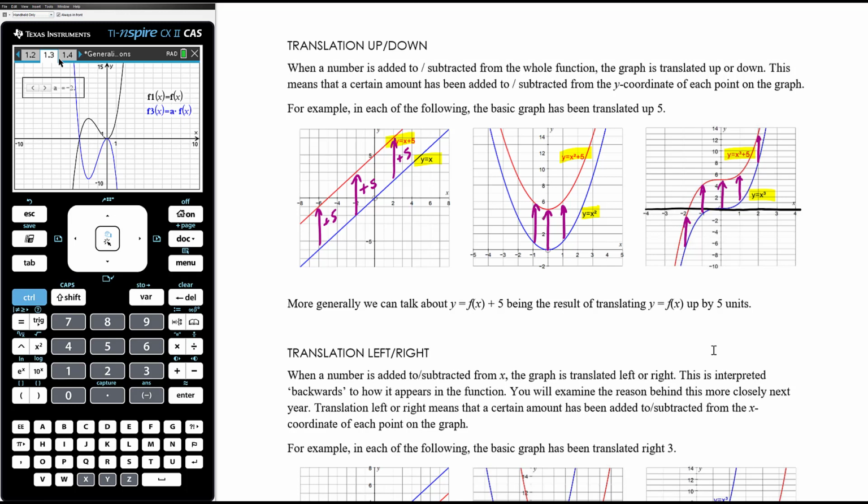And again, we can generalize that to any graph. If we have the graph of y equals f of x, doesn't matter what the equation of it is, if we then try and draw the graph of f of x plus 5, it's going to be that original graph translated up by 5. Okay, let's go back across to the CAS.